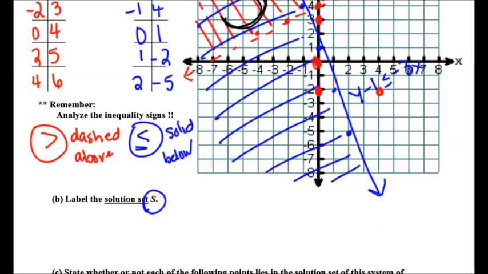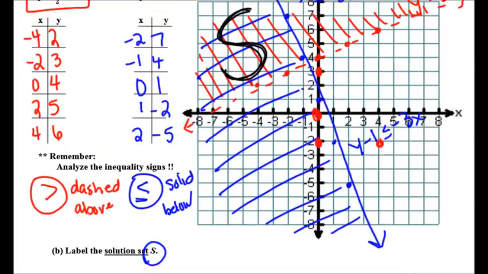Okay, so this one was a little tricky. If you want right now, you can find a point that was in the solution. I would pick something definitely that's up here, maybe this point right here, which would be negative 3, positive 5.